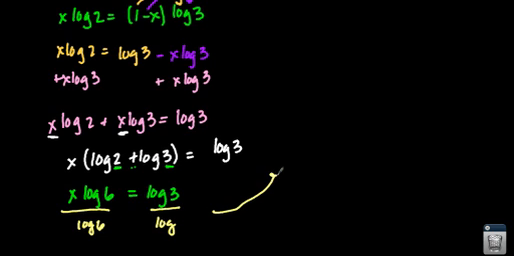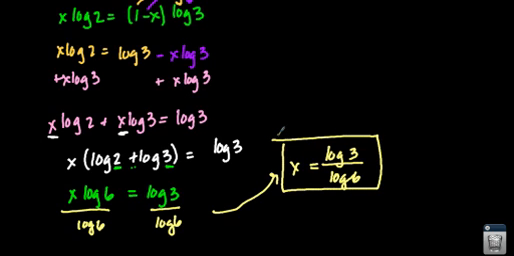I'm just going to go over here, it's running out of room. So x equals the log of 3 divided by the log of 6. And we've just shown that x equals what it's supposed to. Lots of properties of logs in that one. Good practice problem.